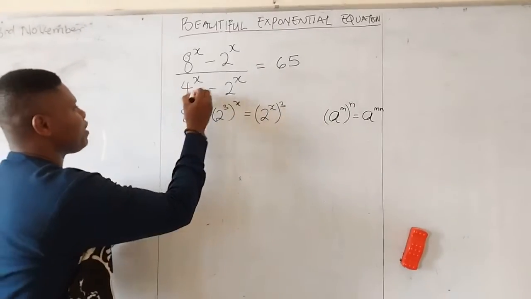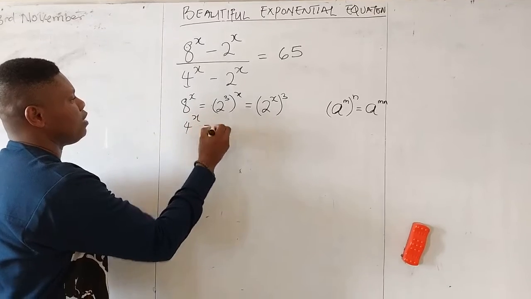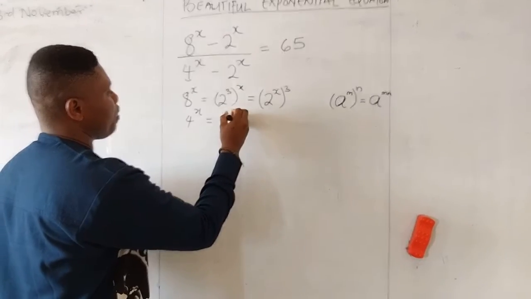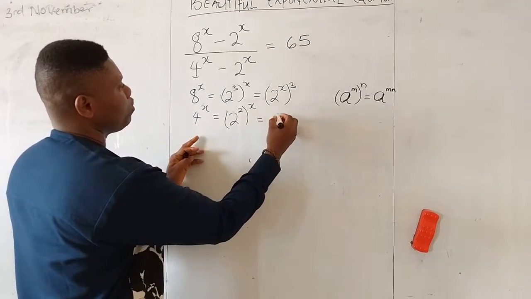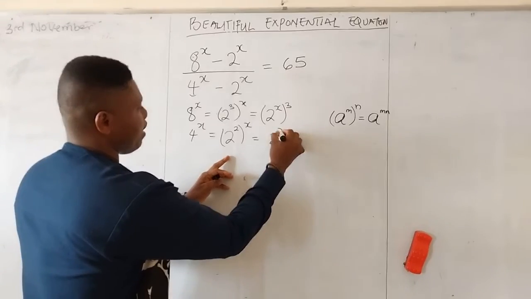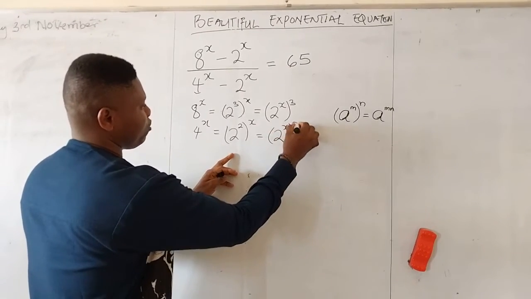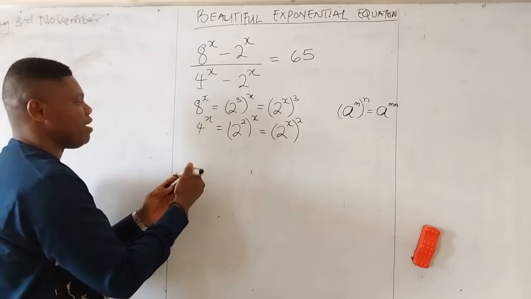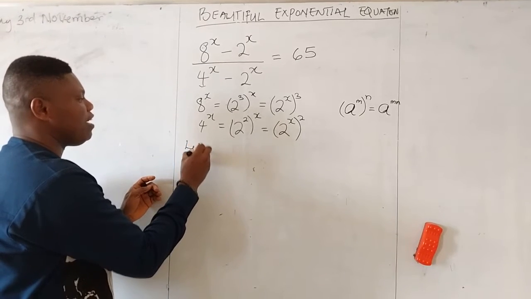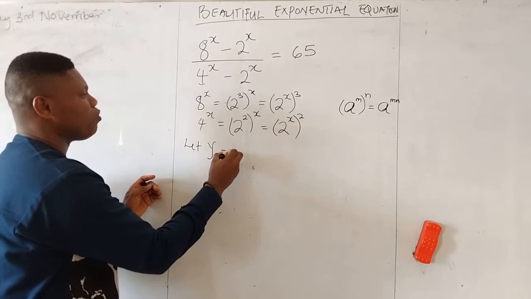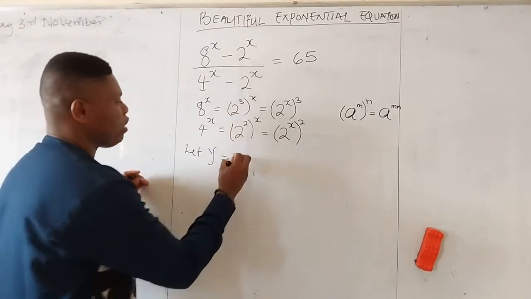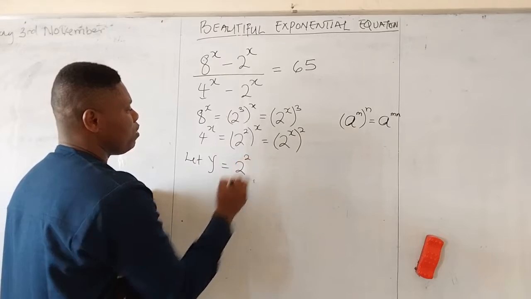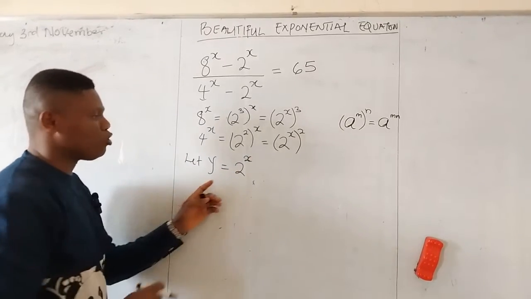All right, let me also break down 4. So this 4 to the power x can also be written as 2 raised to the power 2, all raised to the power x, which will be equal to 2 raised to the power x, all raised to the power 2. So bearing this in mind, let y be equal to 2 raised to the power x, since they are the common factors. So I'm going to say 2 raised to the power x equals y.